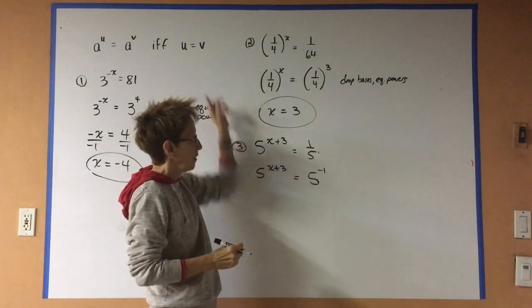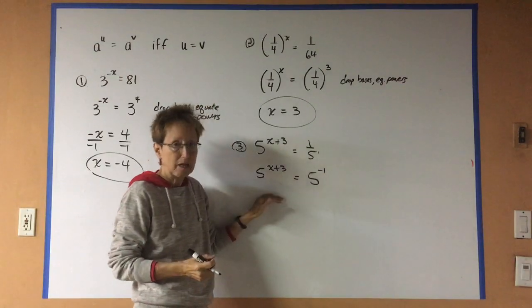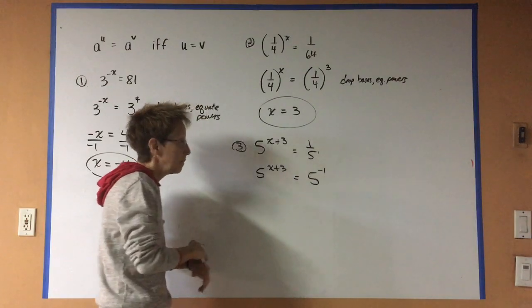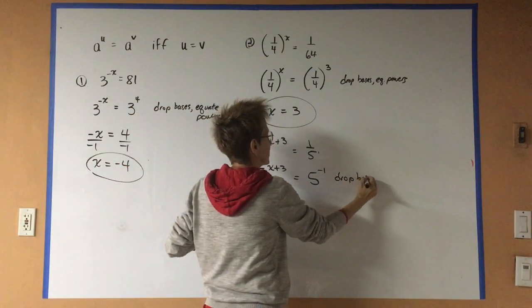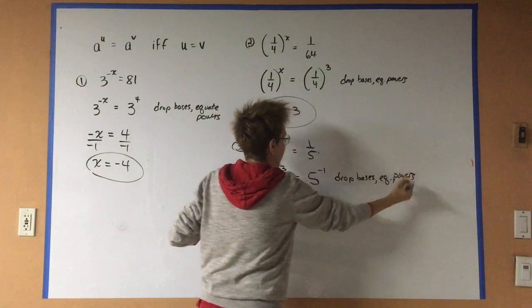So now I have the property. 5 to a power equals 5 to a power. You've got to show that step. So I can see that you got same bases, so you can drop the base. So you can drop bases and equate the powers. I'm going to stop writing that.